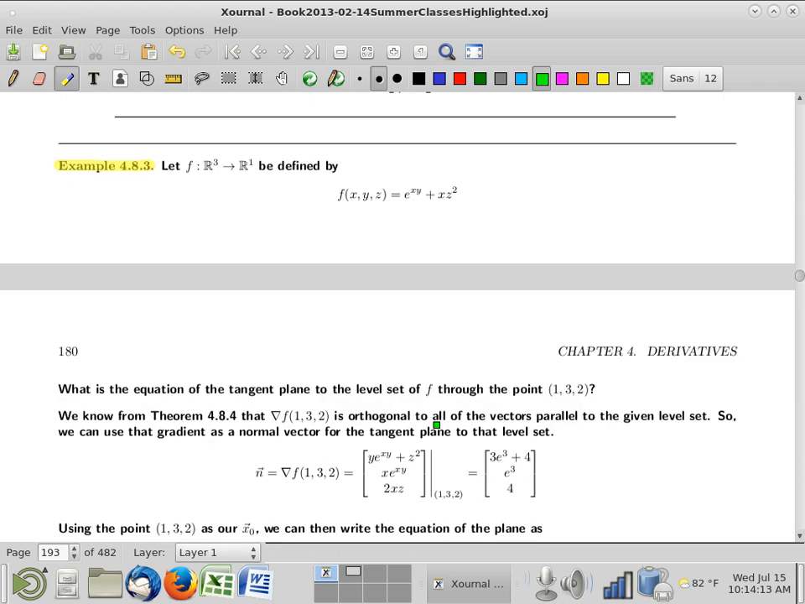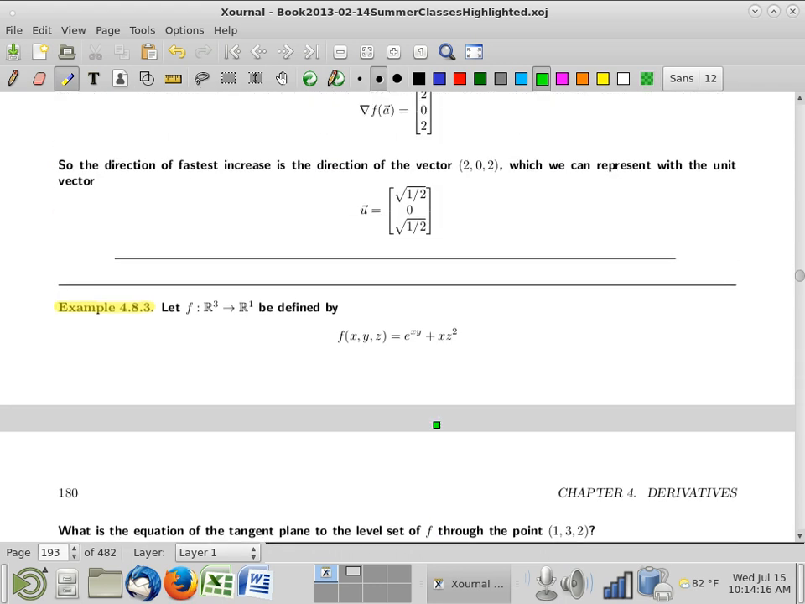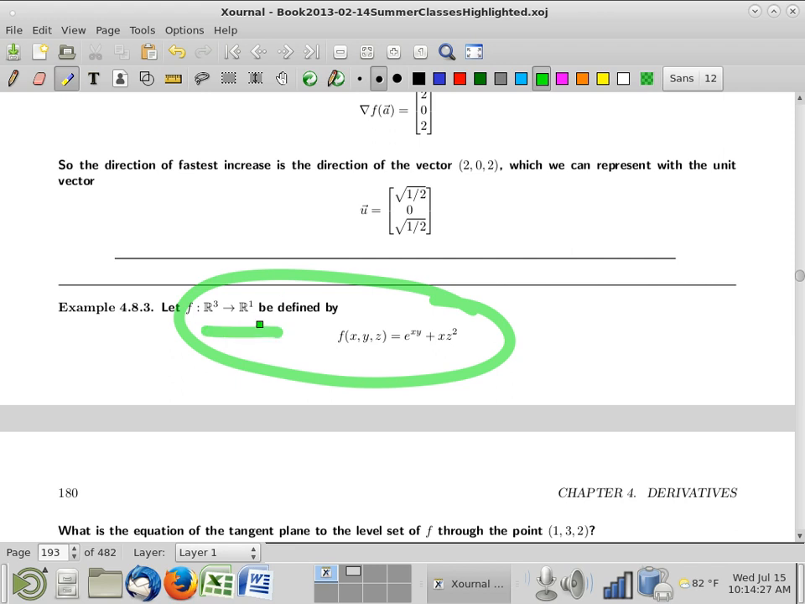Okay. Now here's an interesting question. Let's look at this function. Now, note that's a function from R3 to R1. It's a function of 3 variables. If I were interested in a level set of that function, now this is a function of 3 variables, so a level set of this function is a surface, right? It's a surface in space. If I wanted to find a tangent plane to that level set, how would I go about doing this?